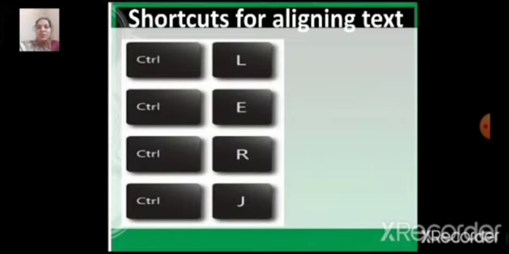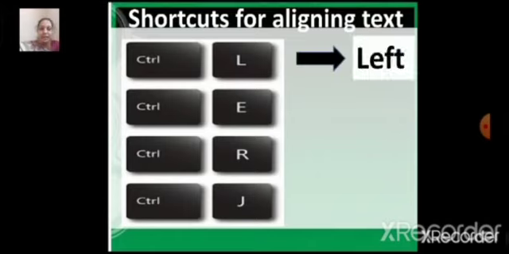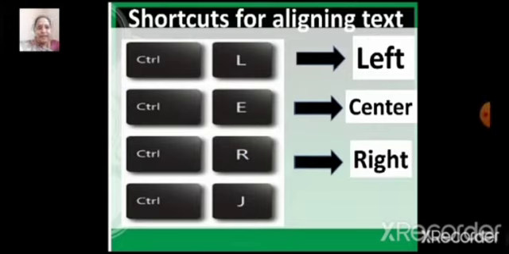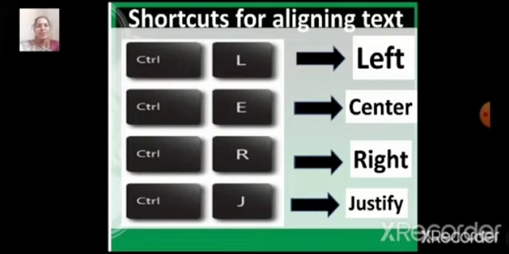So we can use Ctrl plus L shortcut key to align the text left. For left alignment, we can use Ctrl plus L. Ctrl plus E is to center align the text. Ctrl plus R to right align the text. Ctrl plus J to justify the text. These are the shortcut keys which we can use to align the text using keyboard in MS Word.